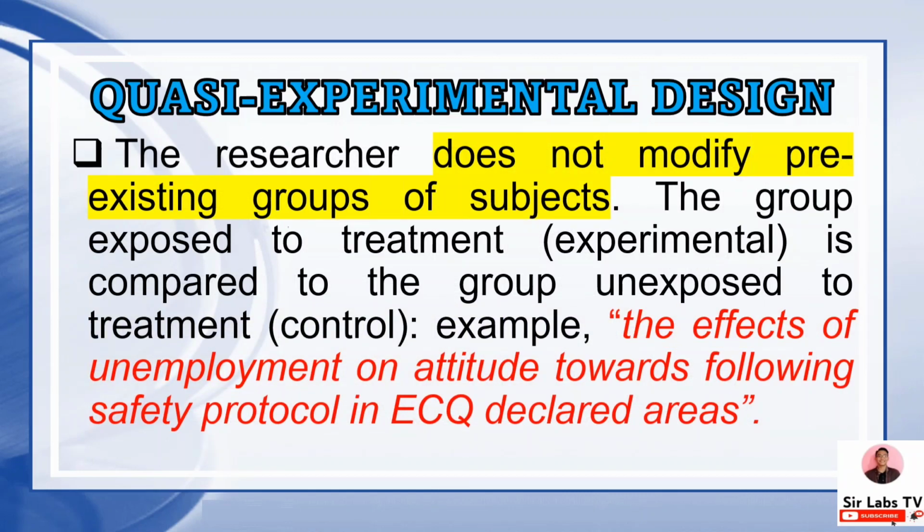The researcher does not modify pre-existing groups of subjects. The group exposed to treatment, experimental, is compared to the group unexposed to treatment, control. Example, the effects of unemployment on attitude towards following safety protocol in ECQ declared areas. In the example presented, it does not modify the pre-existing groups. The independent variable is the unemployment, and it is not manipulated.